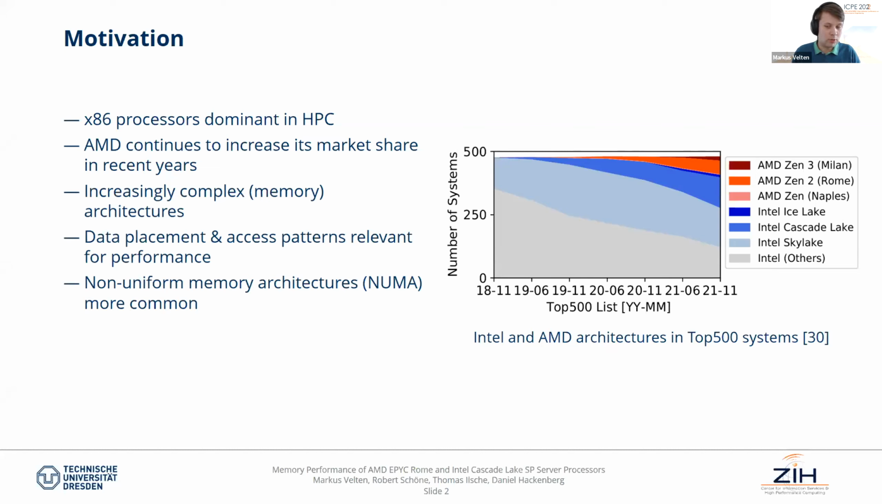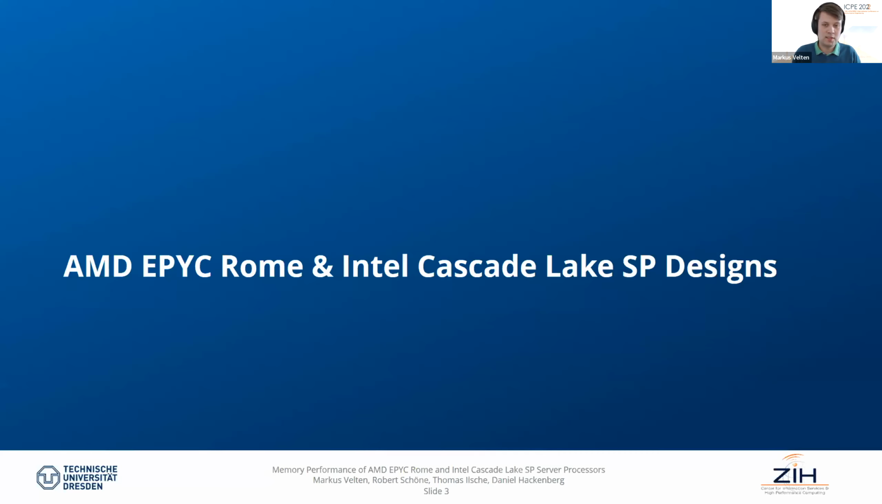What came with the increasing number of cores in recent years is an increasingly complex general architecture, and memory architecture in particular, which is relevant because many applications rely on data placement and memory access patterns for their performance. Especially the AMD architectures nowadays are mostly non-uniform memory architectures, or NUMA architectures, meaning that the main memory cannot be accessed by all cores with the same latencies, and that depends on their position. And this can be shown when looking at the architectures in particular.